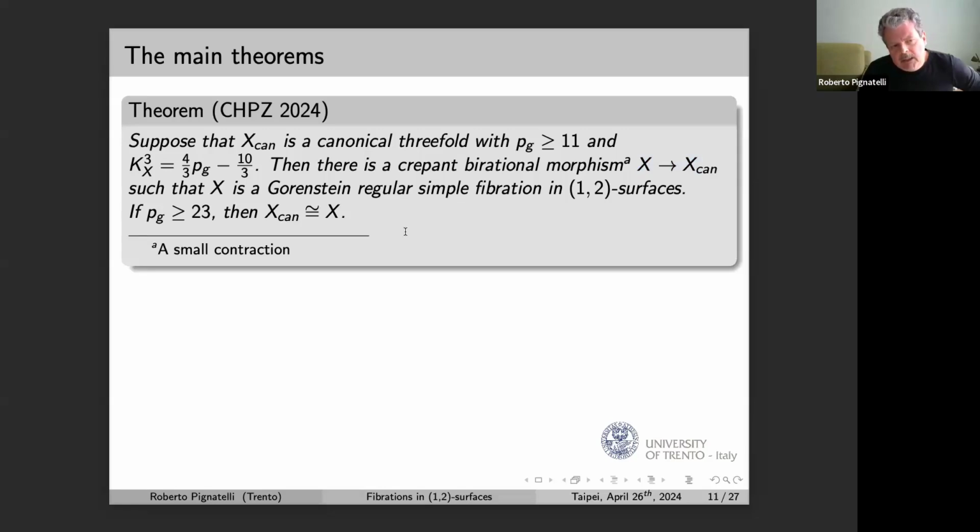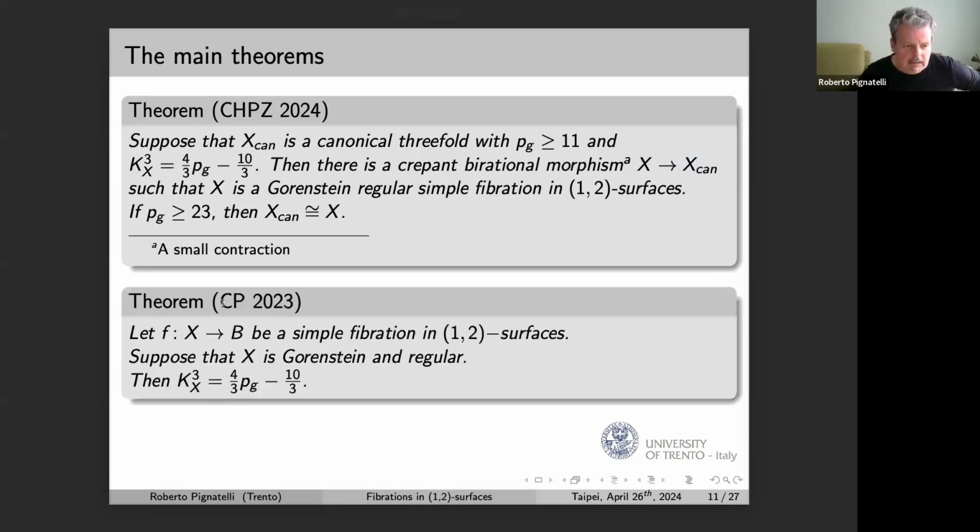And this result in some sense completes what we did before with Stephen Coughlan and myself, which is the paper I mentioned before. So if, on the opposite, we have a simple fibration in 2-surfaces, and we assume Gorenstein and regular, so essentially we did these two assumptions, then automatically the volume is 4/3 pg minus 10/3. This is really a little part of the theorem.